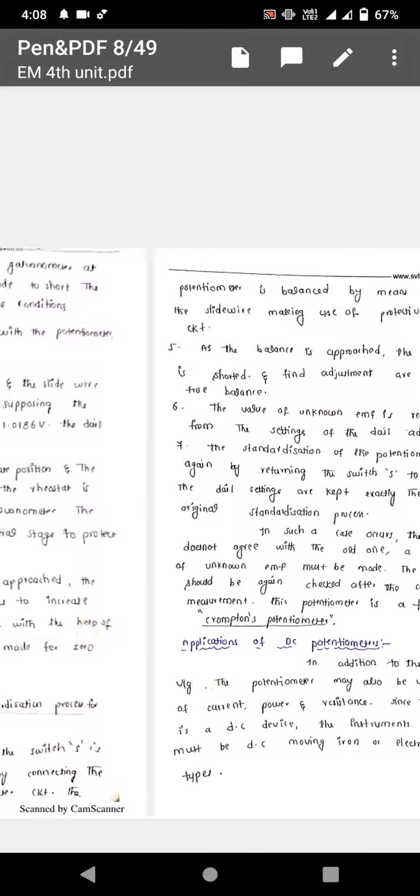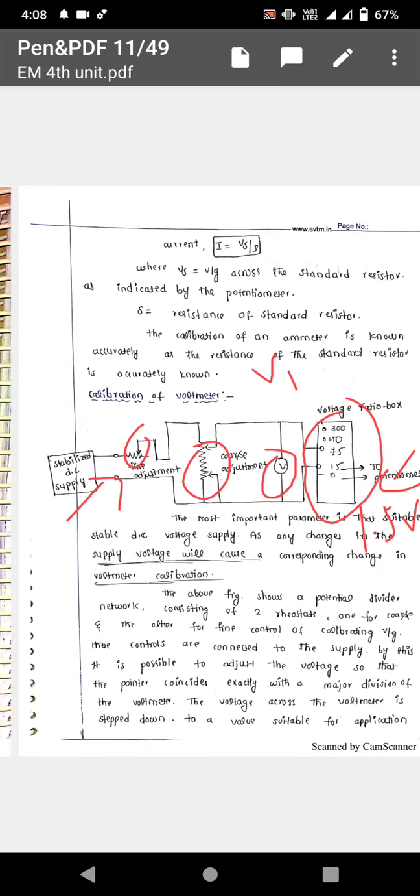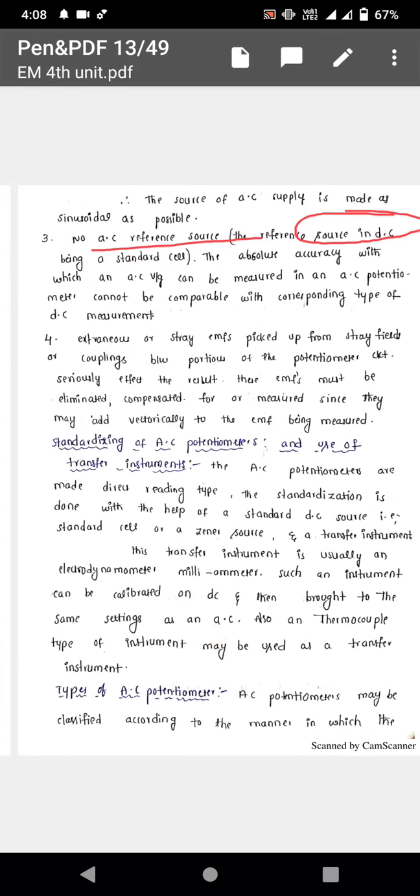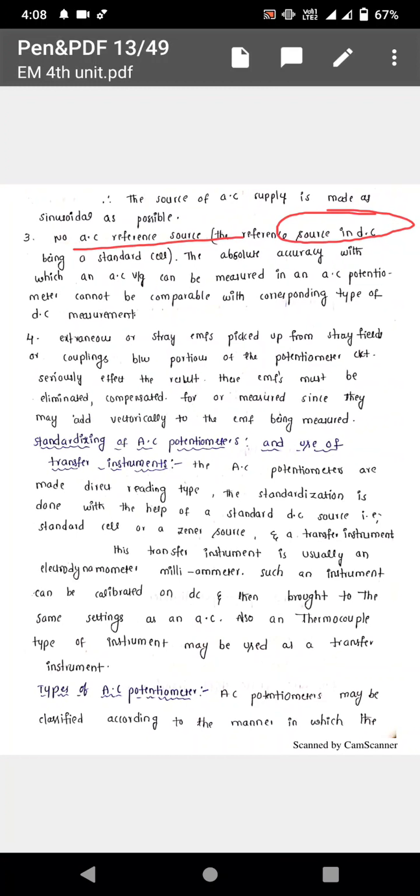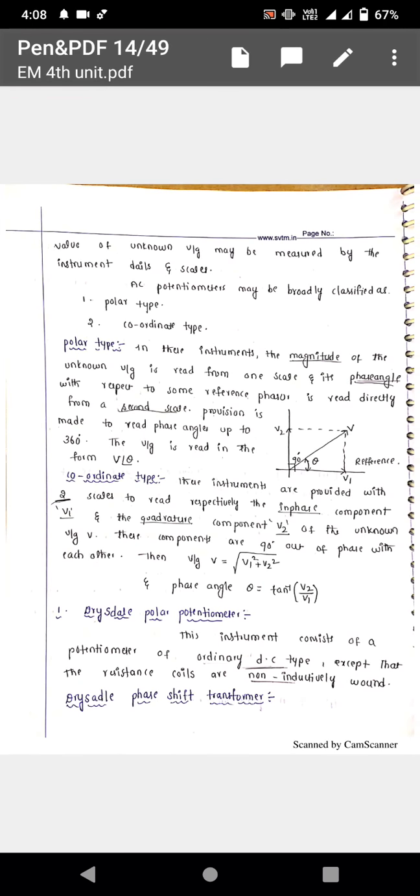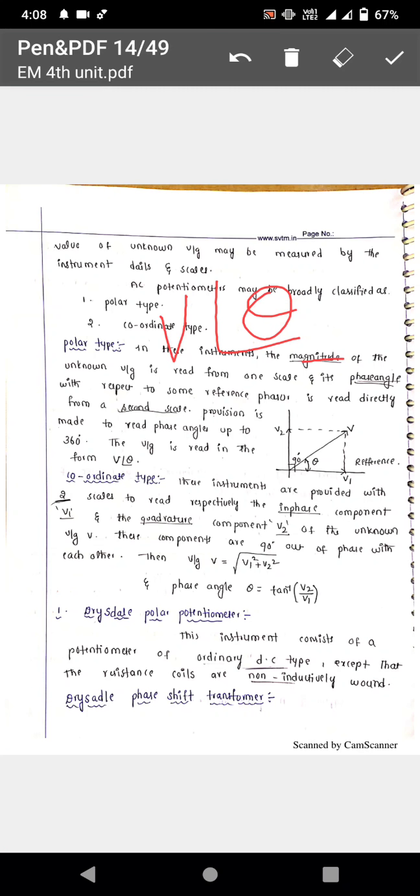Now we go for AC potentiometers. What are the types? I told you: polar type and coordinate type. The polar type potentiometer measures the magnitude and phase angle of the unknown voltage. The unknown voltage is known as V at an angle theta. The magnitude is read from one scale and theta is read from another scale.